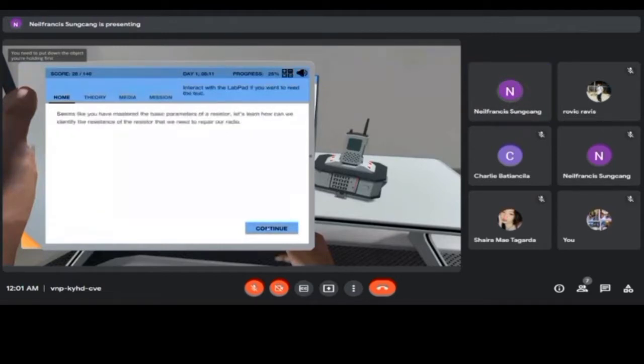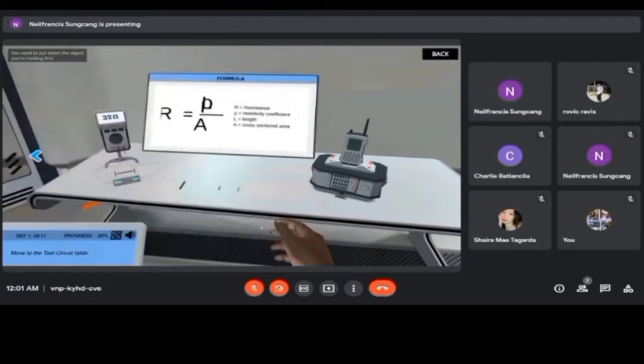Seems like you have mastered the basic parameters of a resistor. Let's learn how we can identify the resistance of the resistor that we need to repair our radio. Move to the test circuit table.